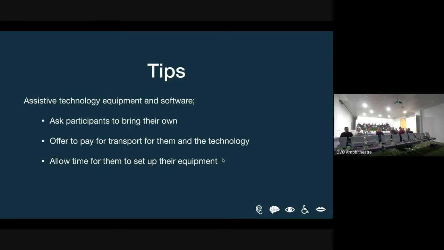And then allow time for the setup. It can take 15 minutes to 30 minutes for somebody to set up their gear. So account for that in your scheduling.